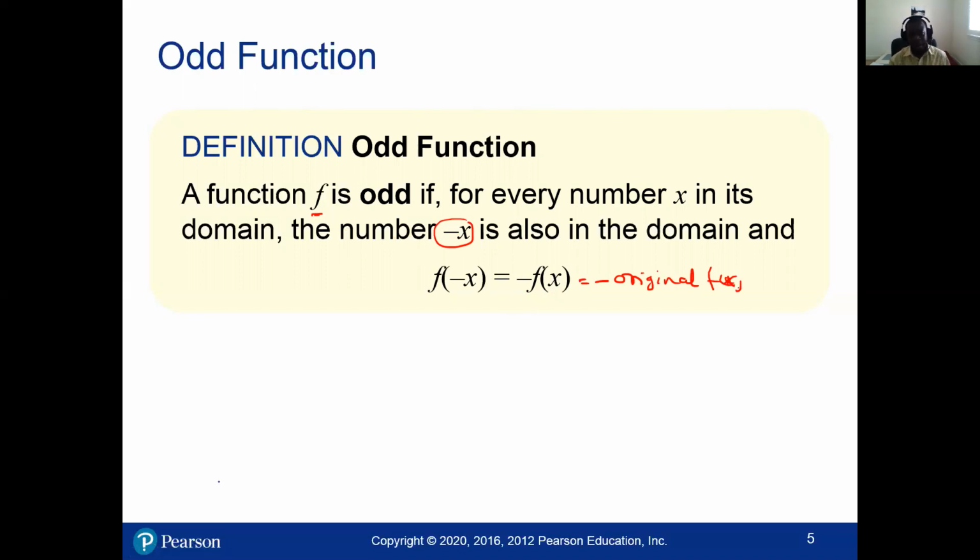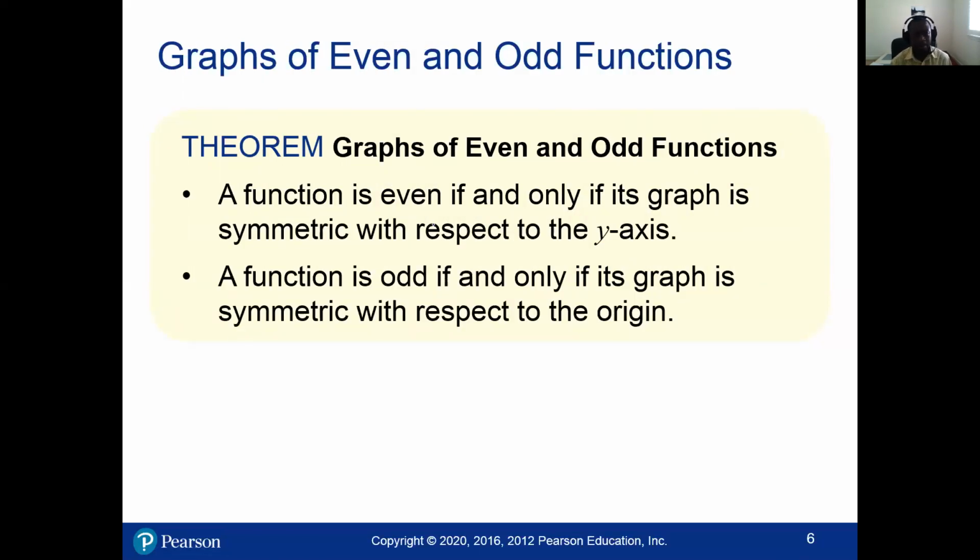Now, in terms of the graph, in terms of symmetry, what can we say? Even functions are symmetric with respect to the y-axis, and odd functions are symmetric with respect to the origin. So if you have a graph that is symmetric about the y-axis, then we say that function is even. If it is symmetric about the origin, then we say that function is odd.